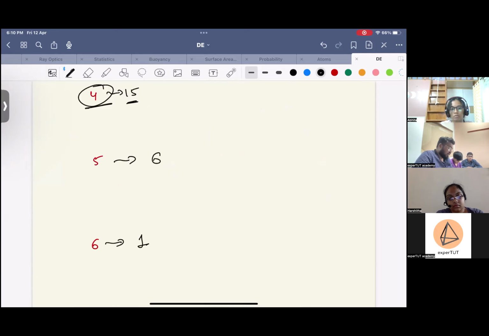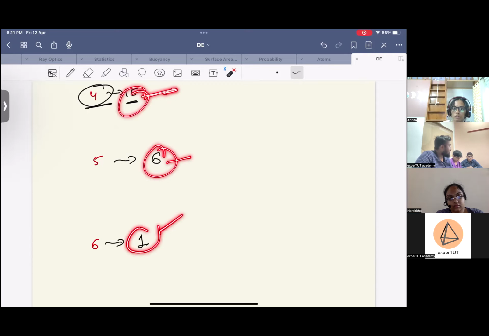If you add these, how much is it? 1 plus 6, how much is that? 7. 6 plus 15, how much is it? 7 plus 15. Hey, how much do you have to add? 1, 7, 15. Yeah.